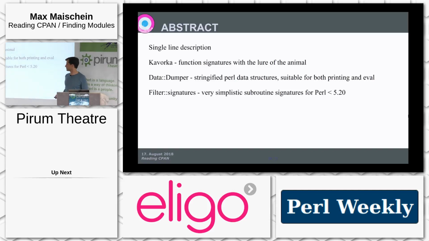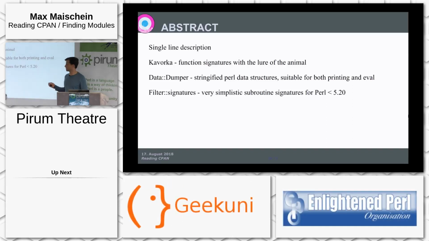So yeah. Then Data::Dumper, which might be a bit long, but on the other hand, I find it actually tells me what it is about. Stringified Perl data structures suitable for both printing and eval, which, at least if you know what Data::Dumper does, you can recognize here again. And yeah, my own abstract for Filter::Signatures: very simplistic subroutine signatures for Perl below 5.20.